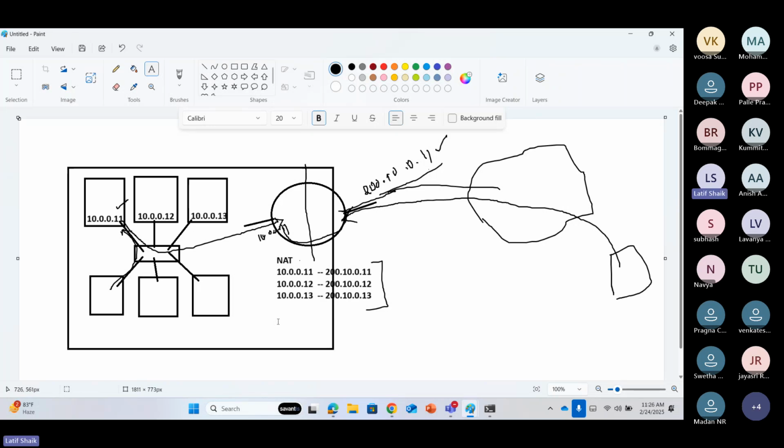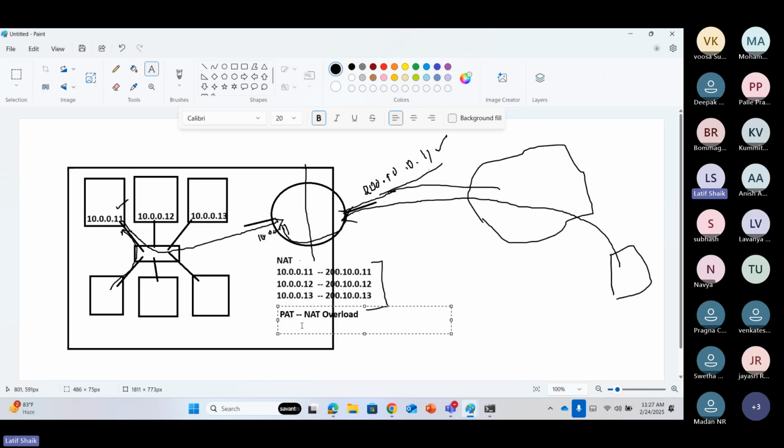So what is this? Is it called a NAT overload? NAT is different, NAT overload is different. It is called a PAT, port address translation. NAT overload, or PAT, port address translation. NAT overload is also called NAT PAT. What happens?